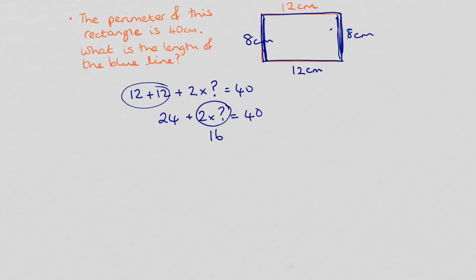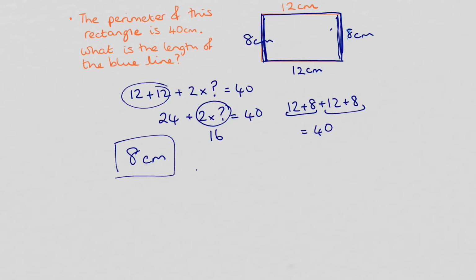And we can just check that by adding it up. We'd have 12, 8, 12 and 8. So that gives us 20, that gives us 20. So that's 40 altogether. So the correct answer is 8 centimetres.